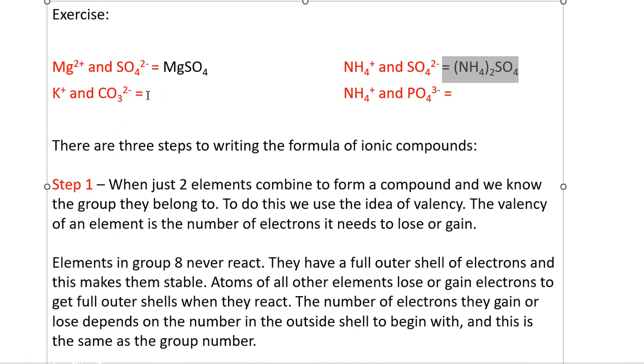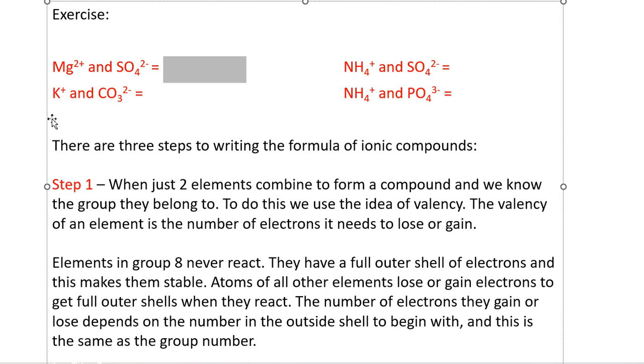Third, K+, CO3 2-. I need 2 of those positive ions. K2CO3. NH4+, PO4 3-. I need 3 of that positive NH4+ to balance the PO4 3-. Now, what looked like a little bit scary to begin with really was not.